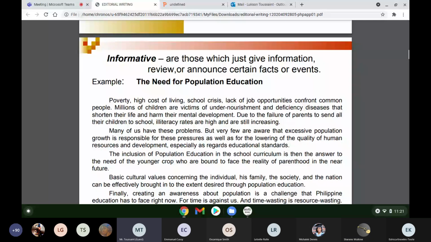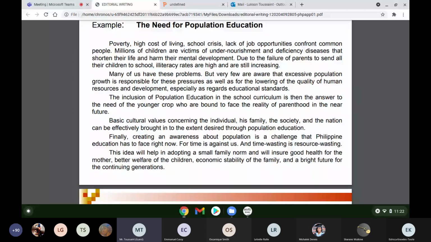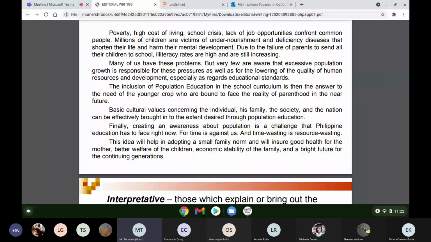It says: the poverty, high cost of living, school crisis, lack of job opportunities confront common people. Millions of children are victims of undernourishment and deficiency diseases that shorten their life and harm their mental development. Due to the failure of parents to send all their children to school, illiteracy rates are high and are still increasing. Many of us have these problems, but very few are aware that excessive population growth is responsible for these pressures, as well as for the lowering of the quality of human resources and development, especially as regards educational standards. The inclusion of population education in the school curriculum is then the answer to the need of the younger crop who are bound to face the reality of parenthood in the near future.